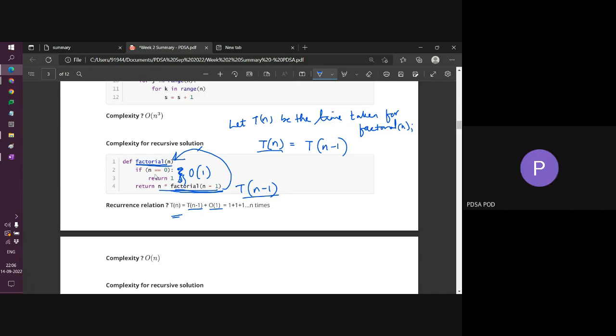Got it? Okay. Now what happens is, say, t of n equal to t of n minus 1 plus t of n minus 2 plus the O of 1 of this, plus the O of 1 of this one, correct? Is it correct?